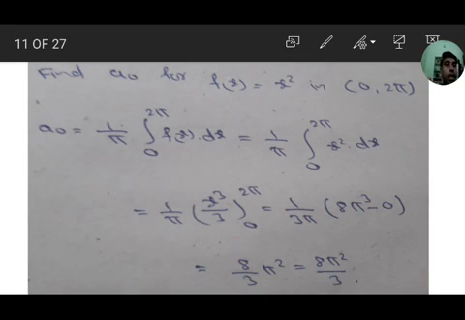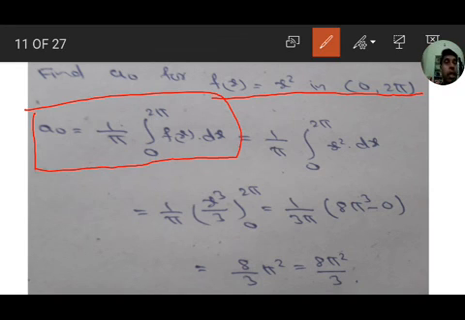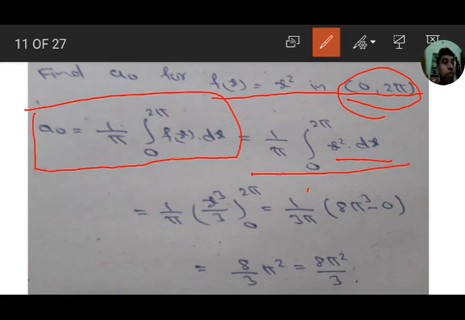Next, find a naught for f of x equal to x square in the interval 0 to 2 pi. We have the formula a naught equal to 1 by pi integration 0 to 2 pi f of x dx. That is the a naught formula. Here the limits are 0 to 2 pi. So it is 1 by pi into integration 0 to 2 pi, where f of x is x square, so x square dx. 1 by pi is outside, the integration of x square is x cube by 3, from 0 to 2 pi.